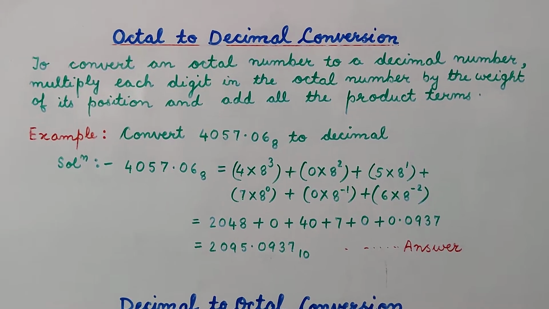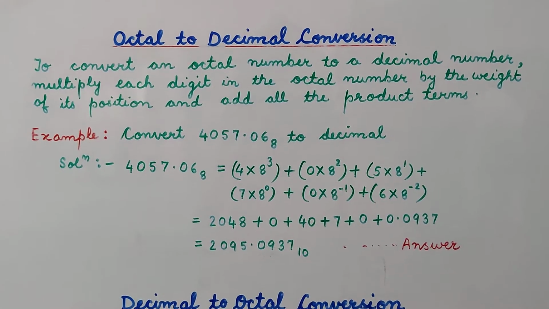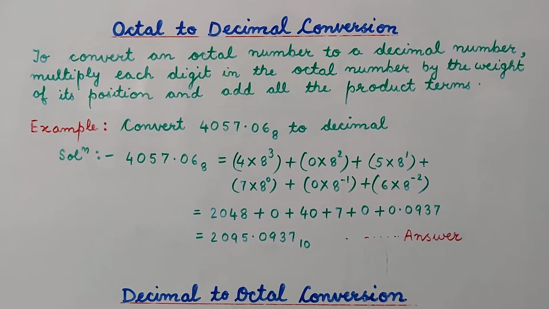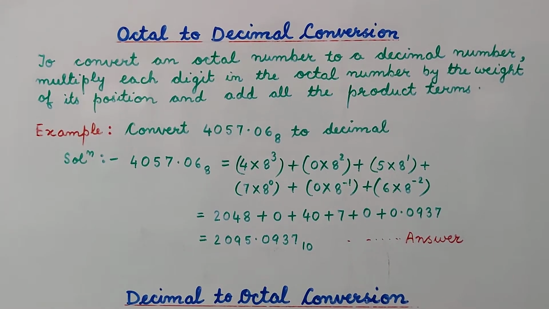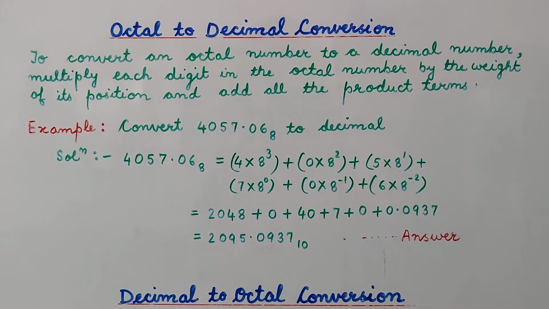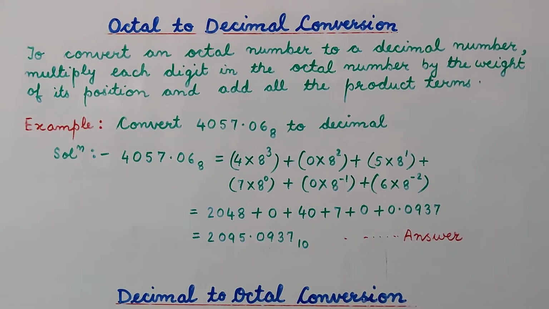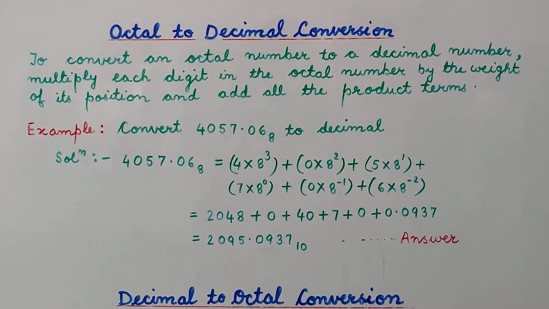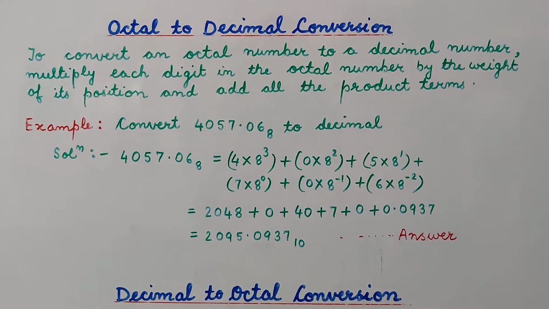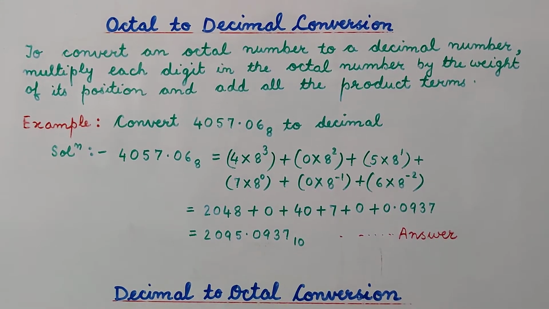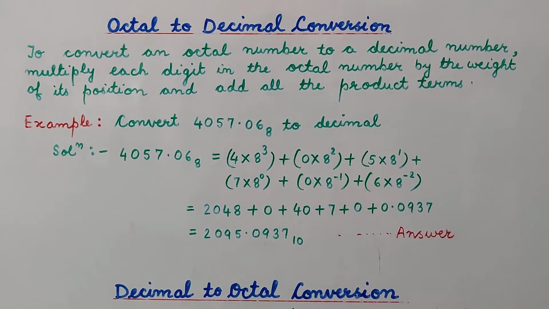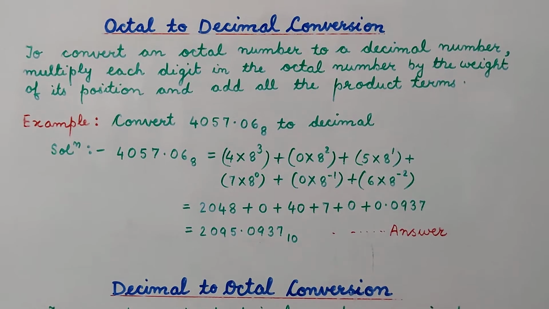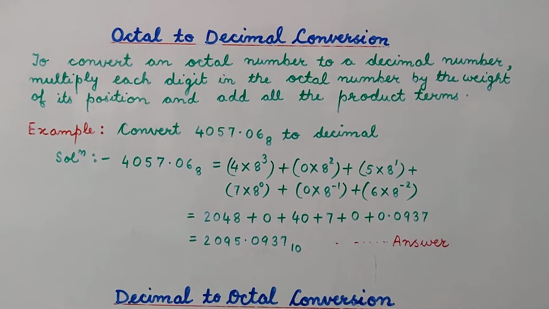In this lecture, we will discuss the octal to decimal conversion and decimal to octal conversion. First, we will discuss the octal to decimal conversion. If we are given an octal number and we have to convert it into decimal, then we will multiply each digit in the octal number by the weight of its position, and then we will add all the product terms. Let us understand this with the help of an example.